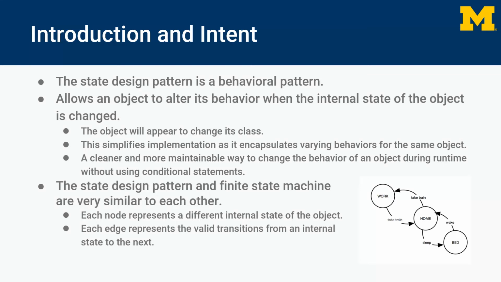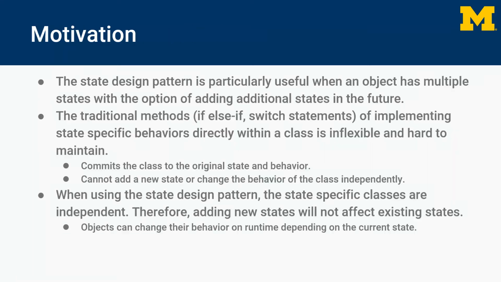The state design pattern and finite state machine are very similar to each other. Each node represents a different internal state of the object, and each edge of the finite state machine represents a valid transition from one state to the next. An example of that is at the bottom right of the screen.